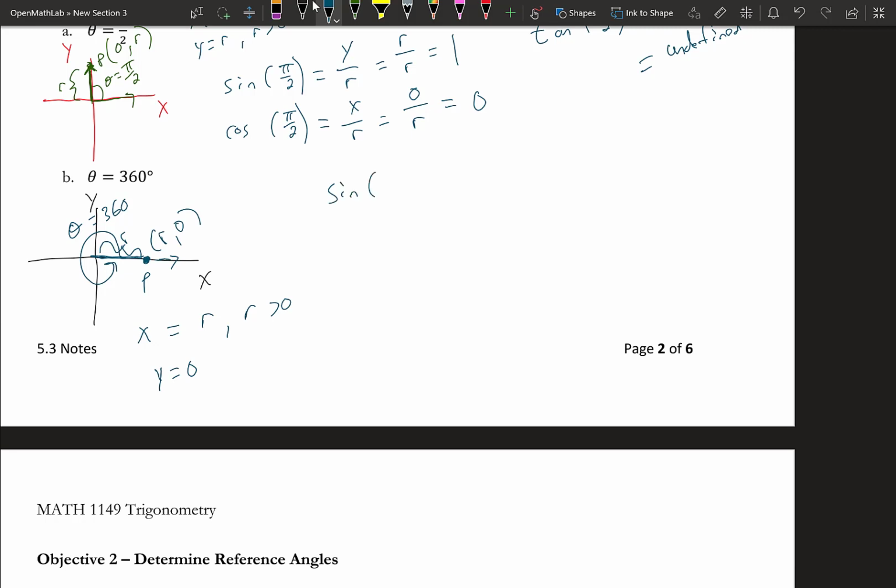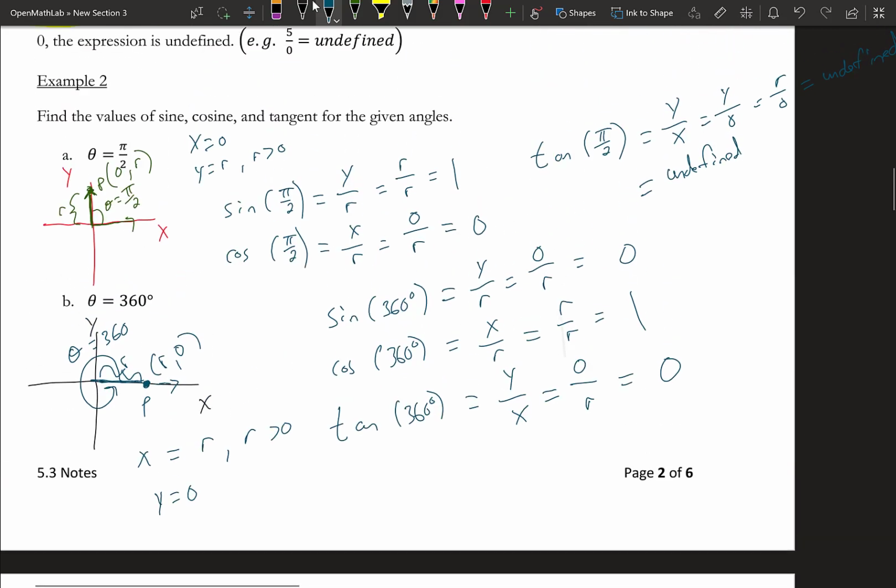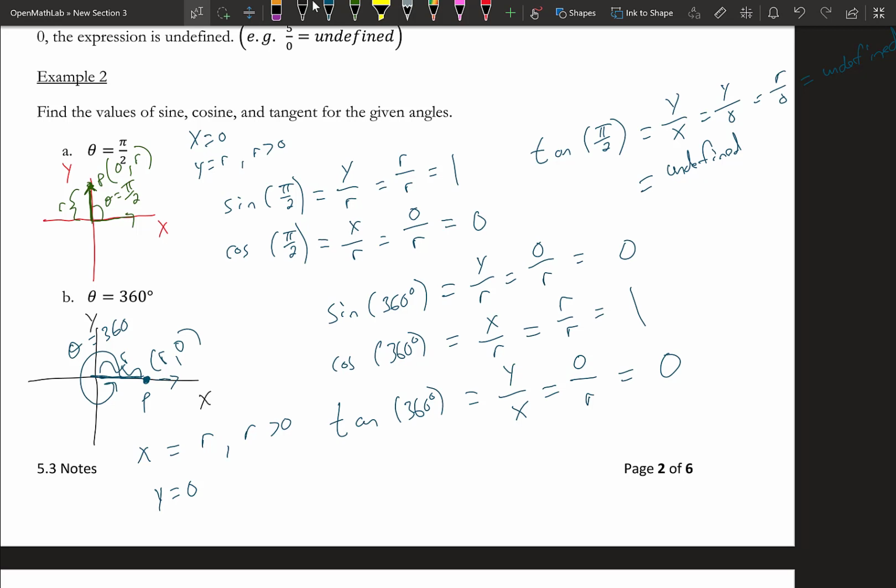So sine of 360 degrees is equal to y over r. So y is 0, so we'd have 0 over r, which would just be equal to 0, right? Cosine of 360 degrees would be equal to x over r, which is equal to, so substituting r in for x, we'd have r over r, which gives me 1. And then tangent of 360 degrees would be equal to y over x, which is equal to 0 over r, which is equal to 0, right? 0 divided by a non-zero number would be 0. So it's just another example practicing those.